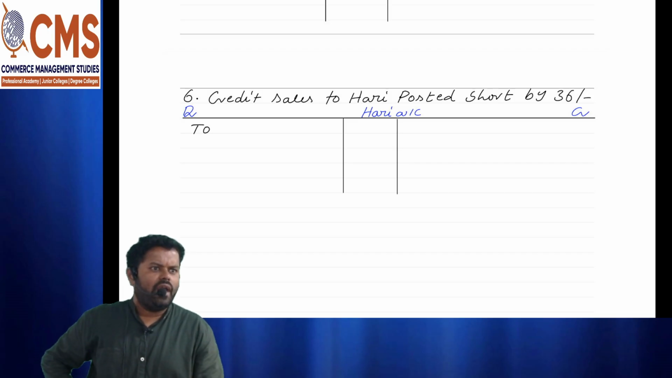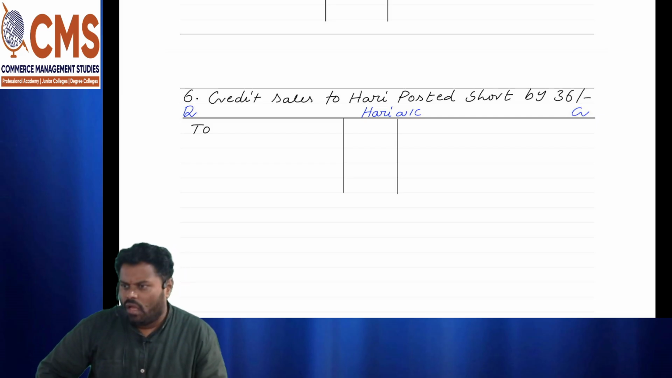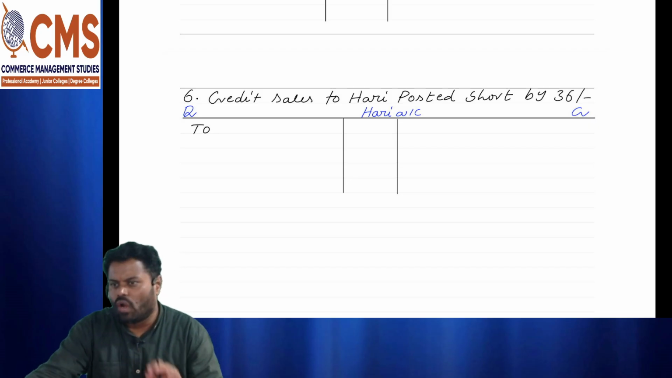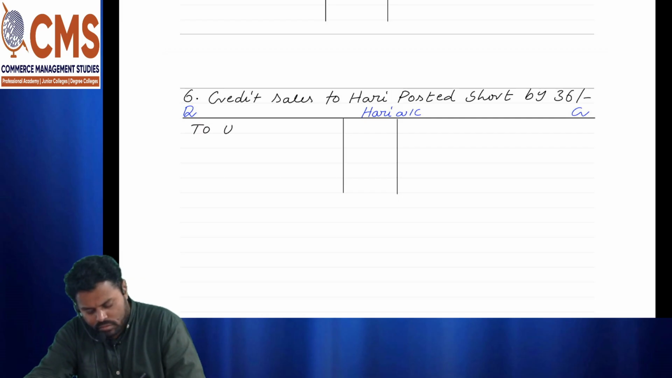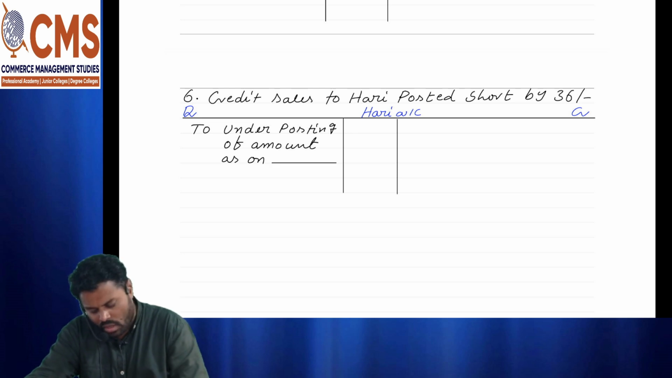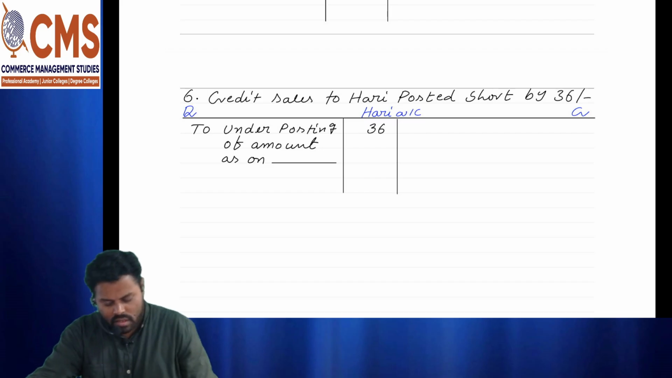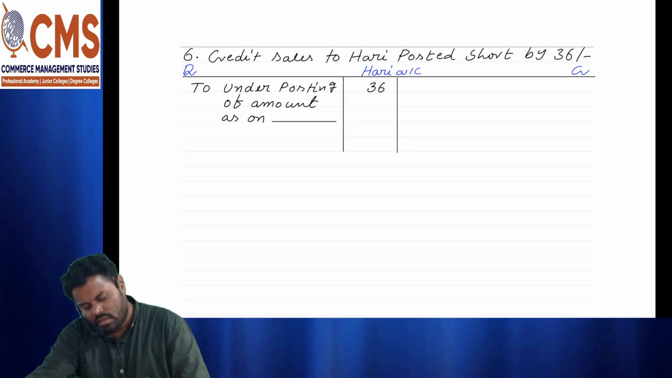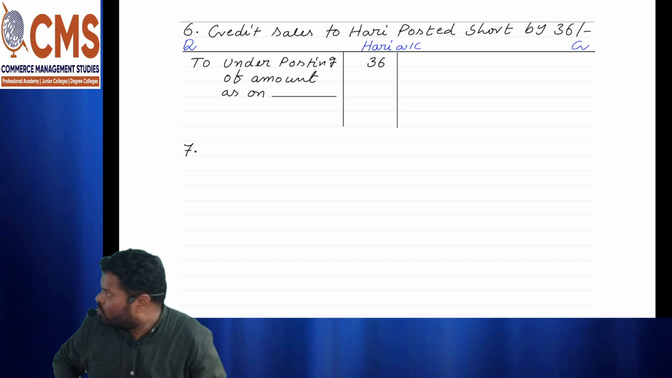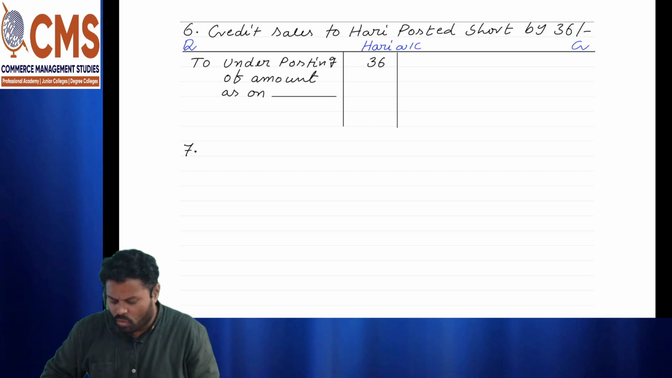What is it that you have done? Did you write it on the wrong side? Error of commission. Account is correct, side is correct, but the amount you have posted is wrong. That is short. So, under posting of amount as on, and what is it? 36 rupees. Done. Let's see the next one. 7. One more or 2 more? Last one. What is the last one?